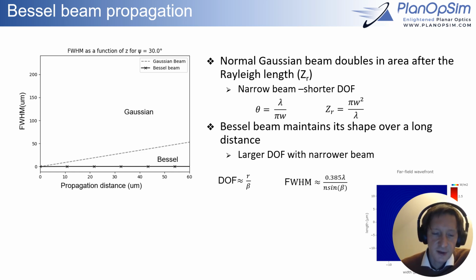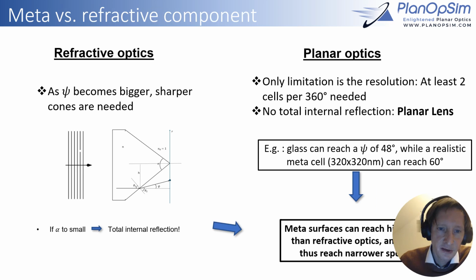You see here a comparison of the propagation distance from the focal point for the Gaussian in the dashed lines and the Bessel beam in the solid line, and you see indeed it has a much longer propagation length in this way. In this region, the Bessel beam maintains its shape, and that makes it interesting for instance, laser processing or microscopy applications such as light sheets.